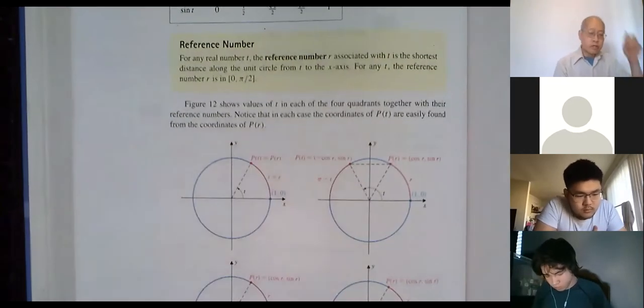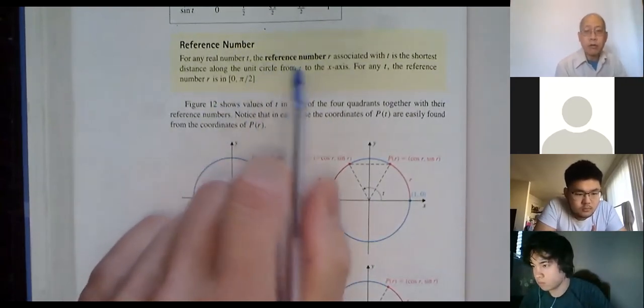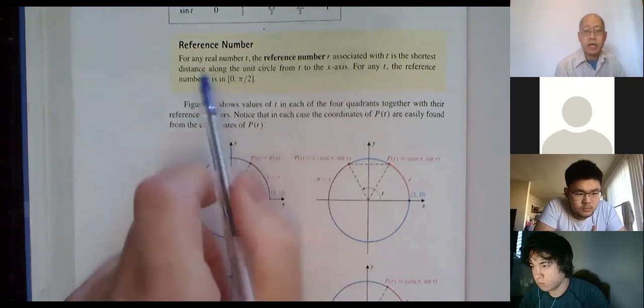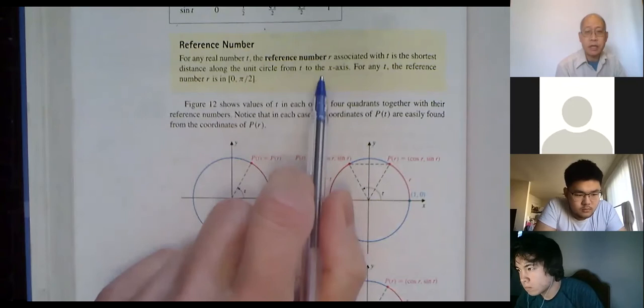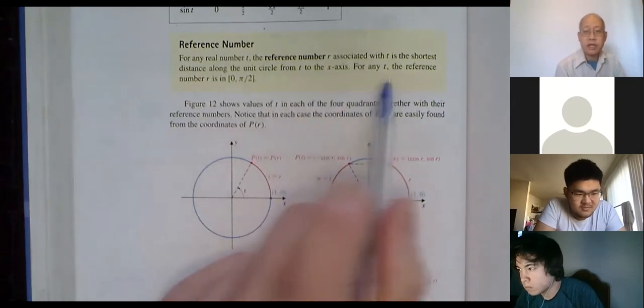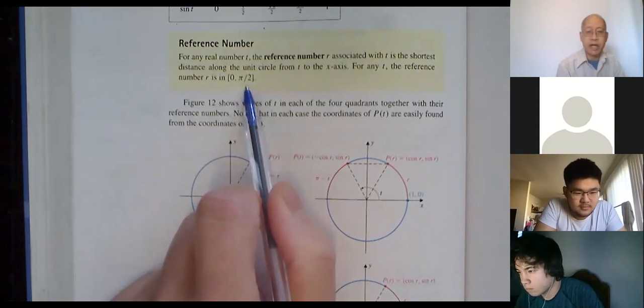All right, then reference number or reference angle. The reference angle or reference number associated with t is the shortest distance along the unit circle from t to the x-axis. For any t, the reference number is between 0 and pi over 2. That means between 0 and 90 degrees.